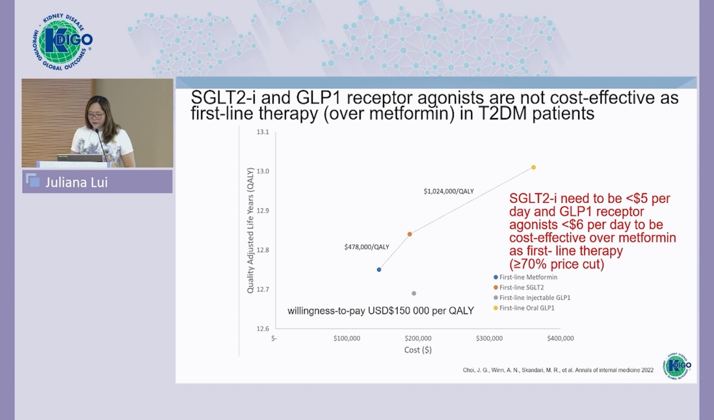To be cost-effective as first-line therapy, with a willingness to pay of $150,000 per QALY, costs of SGLT2 have to be under $5 per day and $6 per day for oral GLP-1 receptor agonists, which is at least a 70% price cut. I mean, this is actually a US study, and as Dr. Nikhil Tandon previously said, US prices are sometimes inflated.